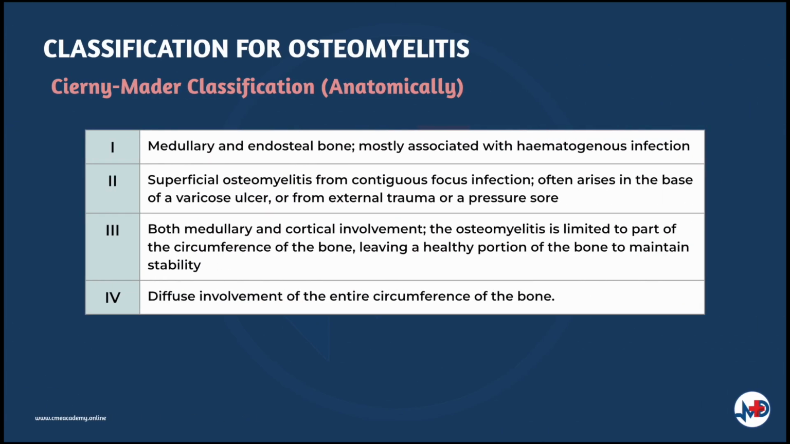For the anatomical types, there are four types, 1 to 4, based on the degree of bone involvement. Type 1 is medullary and endosteal bone, mostly associated with hematogenous infection. Type 2 is superficial osteomyelitis from contiguous focus infection, often arising in the base of a varicose ulcer or from external trauma or a pressure sore. Type 3 is both medullary and cortical involvement, and the osteomyelitis is limited to part of the circumference of the bone, leaving a healthy portion of the bone to maintain stability. And finally, type 4, where there is diffuse involvement of the entire circumference of the bone.